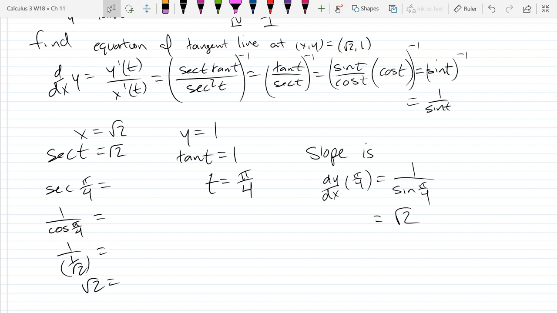All right, write out the equation of the line now. You got the slope, you got a point. It should be really easy to get that equation of a line.